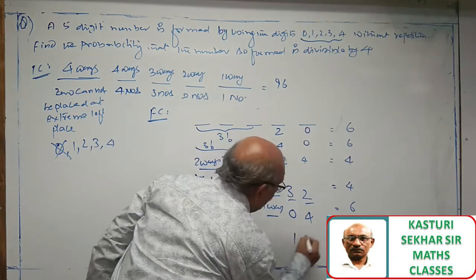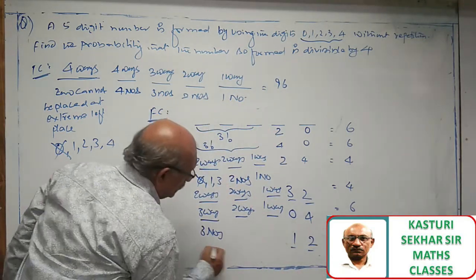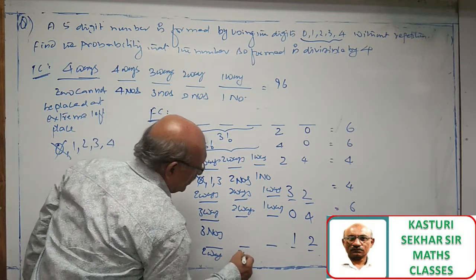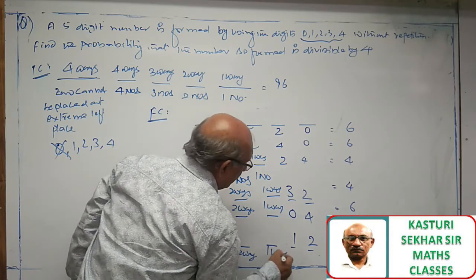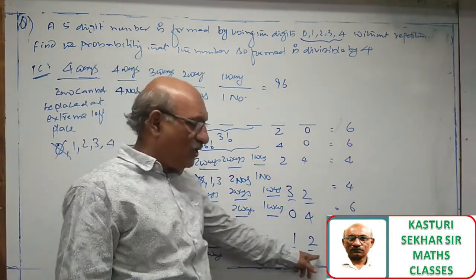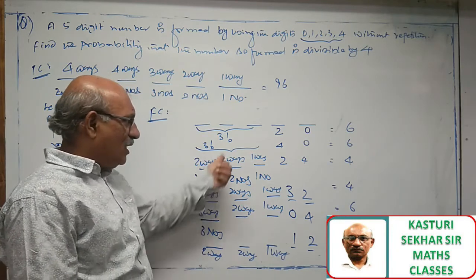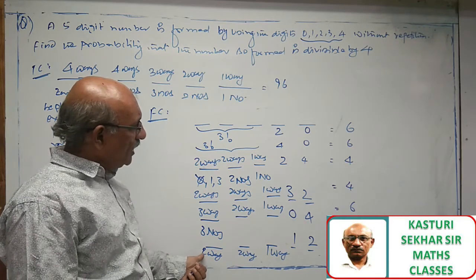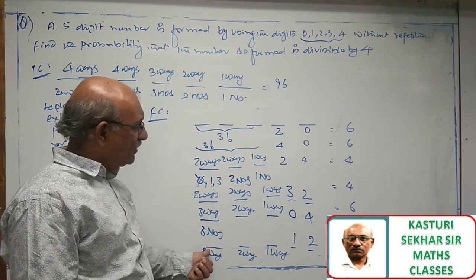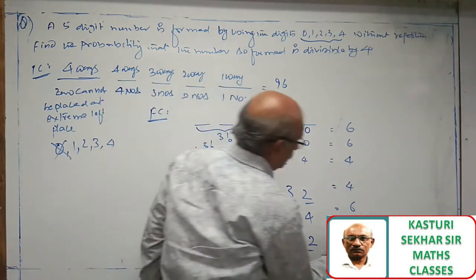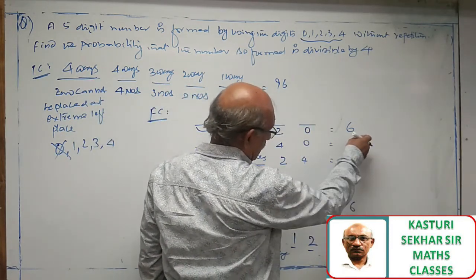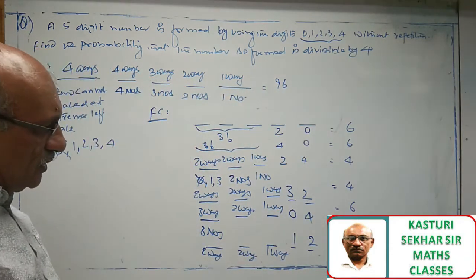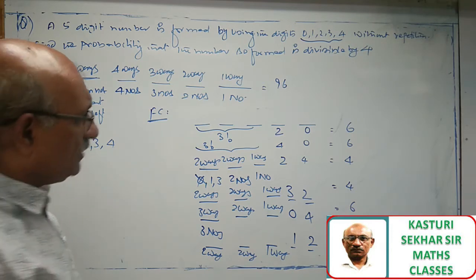12 is also divisible by 4, 1, 2. So when I have 1, 2, 0 is ruled out. This can be filled in two ways, this can be filled in two ways, this can be filled in one way. When I don't have 0 here, come to the extreme left place, same treatment. 0 cannot be placed here, so this can be filled in two ways, 2 2s are 4. 10, 10, 10, 30. Total favorable cases are 30.